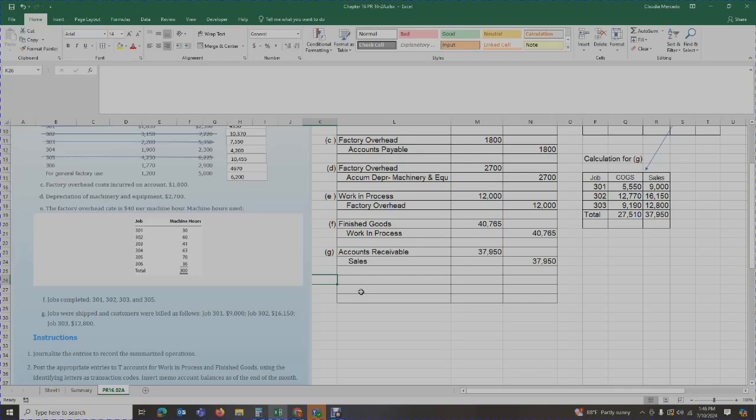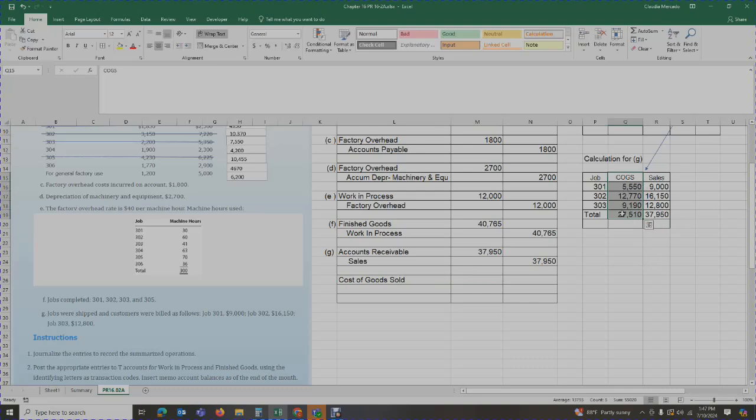Okay, now the second entry is to account for your cost of goods sold. Okay, so how much did I spend manufacturing? Let me write it out. The cost of goods sold. Okay, so how much did you spend in manufacturing these 3 jobs? Well, our total cost of goods sold is $27,510.